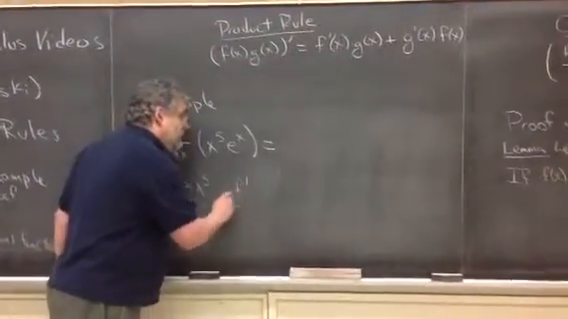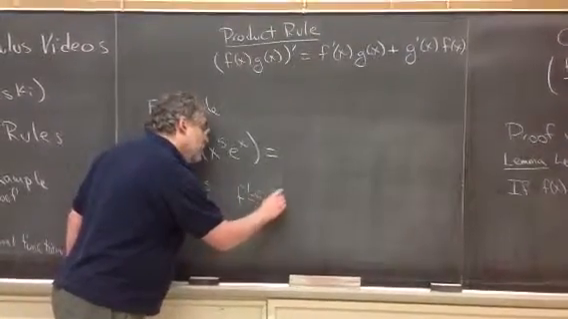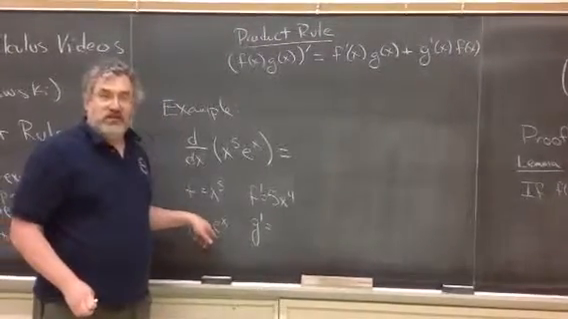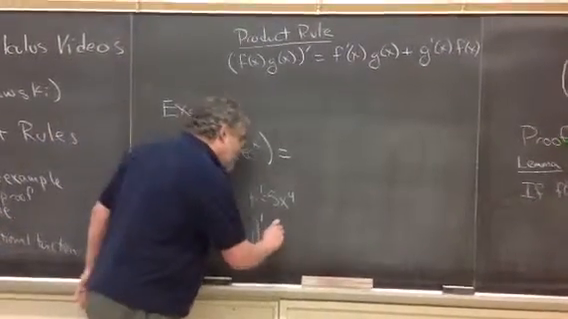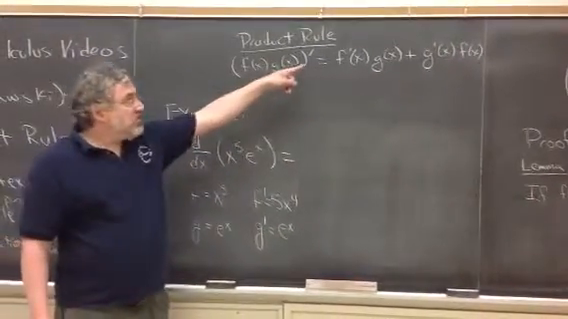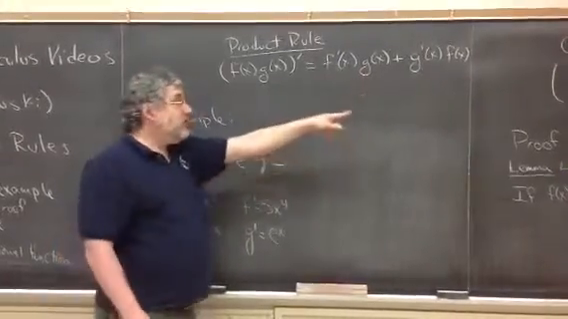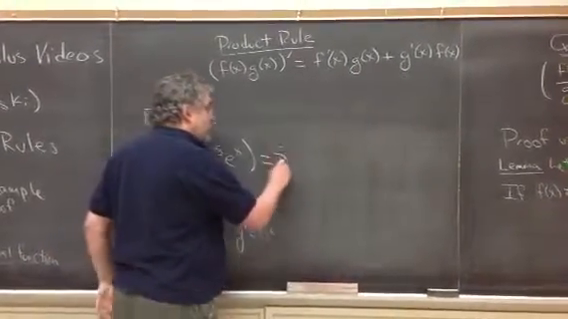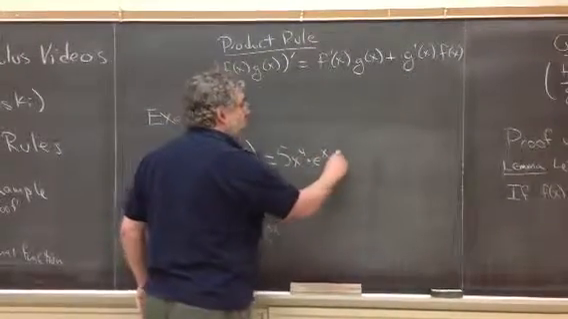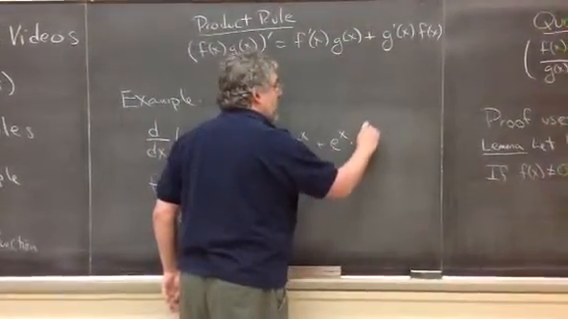The derivative of x to the fifth is going to be 5x to the fourth. The derivative of g: e to the x is that function whose derivative is itself. So we get e to the x. Then we just plug them into the formula. We need the derivative of f times g plus the derivative of g times f. So the derivative of f, 5x to the fourth, times g, plus the derivative of g times f.